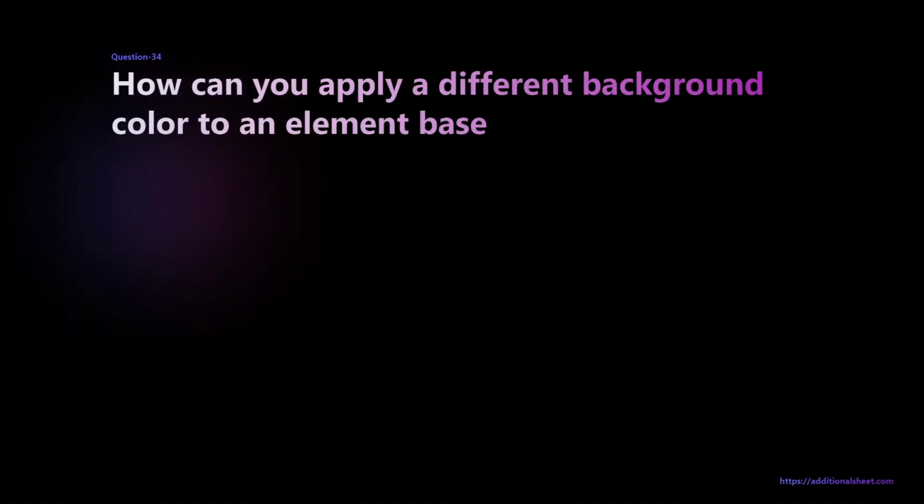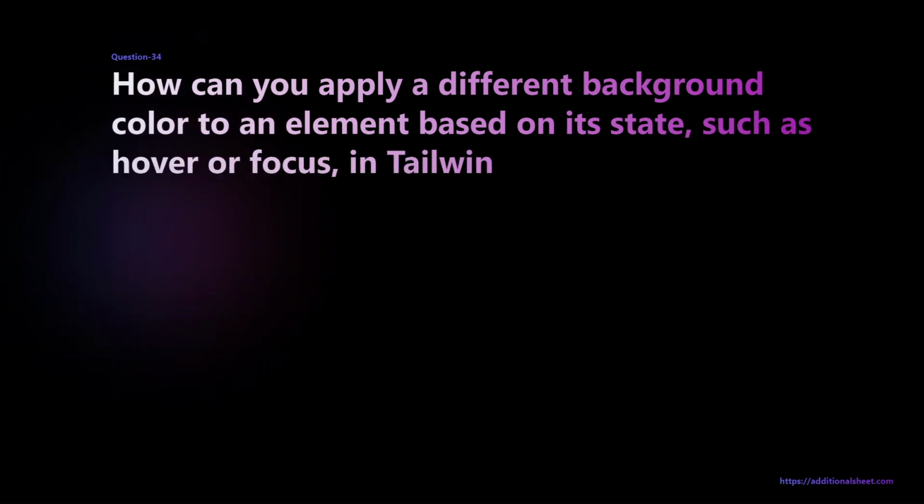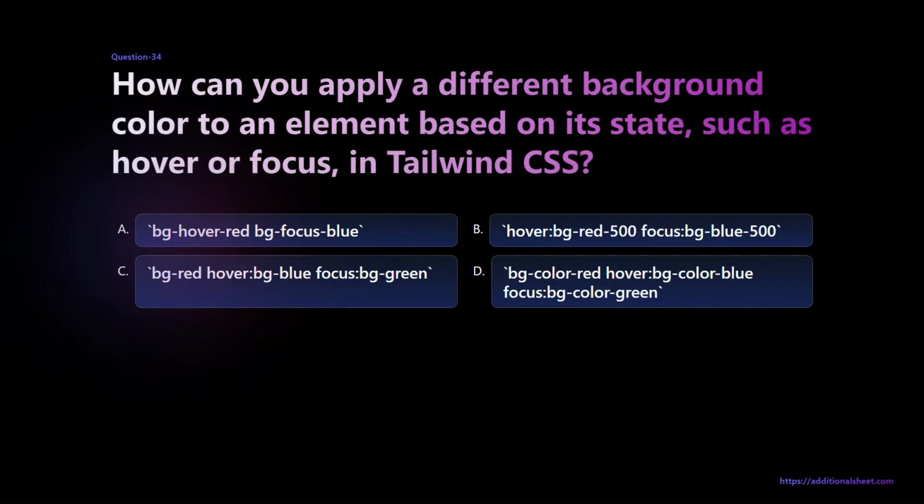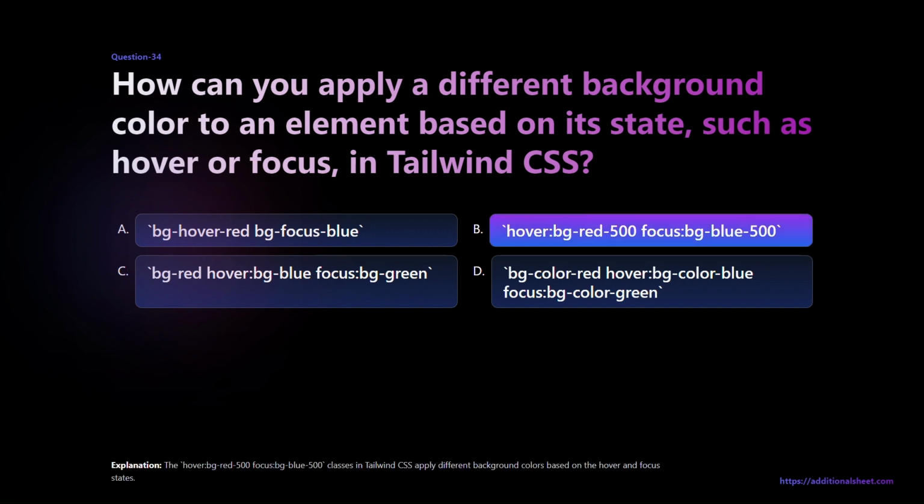How can you apply a different background color to an element based on its state, such as hover or focus, in Tailwind CSS? Option A, bg-hover-red bg-focus-blue. Option B, hover:bg-red-500 focus:bg-blue-500. Option C, bg-red hover:bg-blue focus:bg-green. Option D, bg-color-red hover:bg-color-blue focus:bg-color-green. The correct answer is option B, hover:bg-red-500 focus:bg-blue-500.